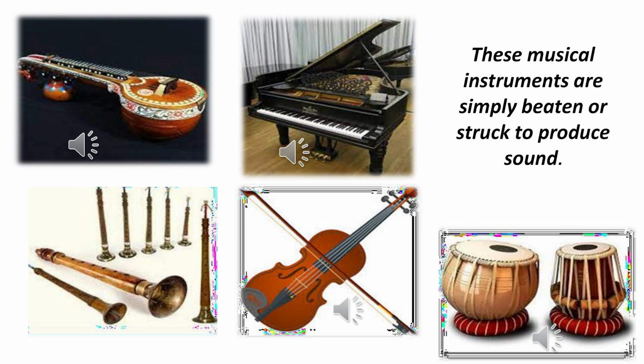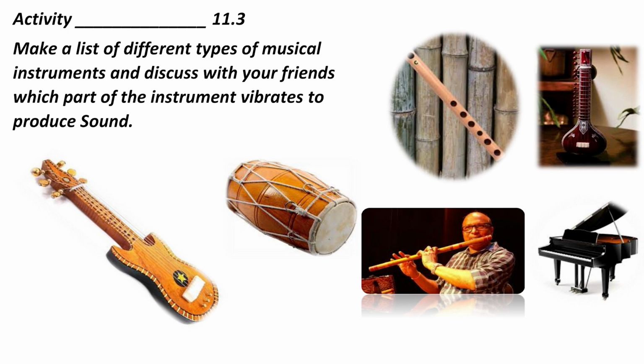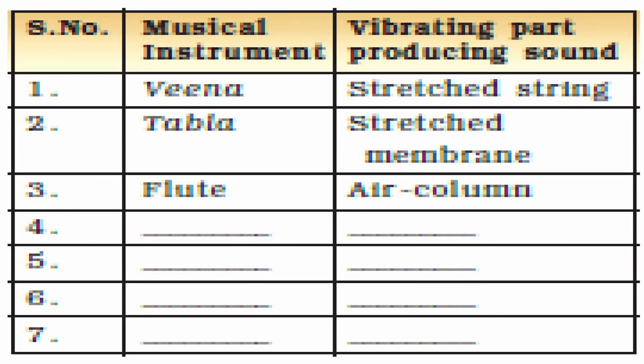Likewise, we can have so many musical instruments. By vibrating different parts of those particular objects, we can get different types of sounds. Anyway, we can confirm that a vibrating body will produce sound. The to and fro motion of a body is called vibration. And now I am giving a project as activity 11.3 in the textbook. Make a list of different types of musical instruments and discuss with your friends which part of the instrument vibrates to produce sound.